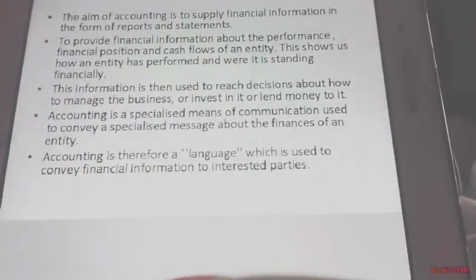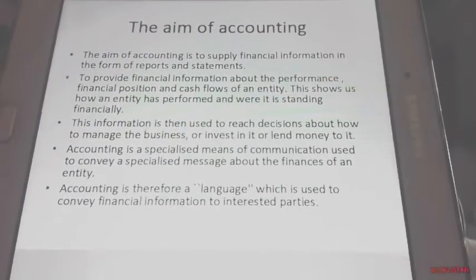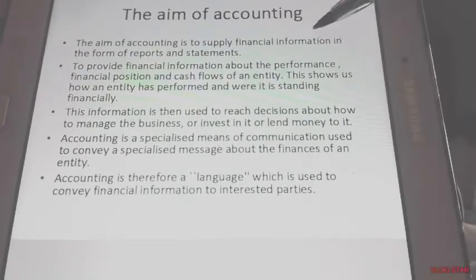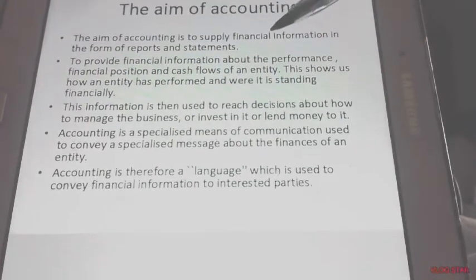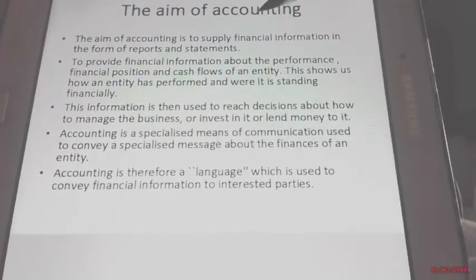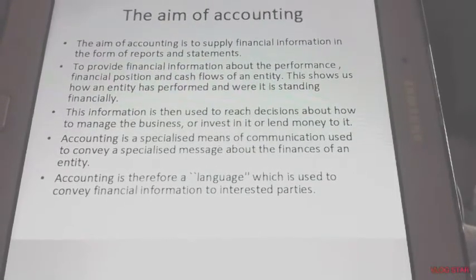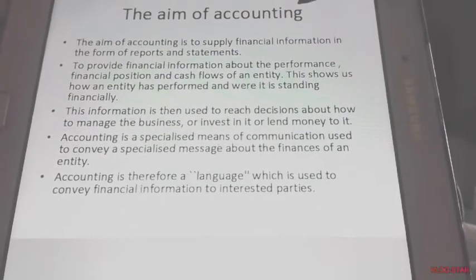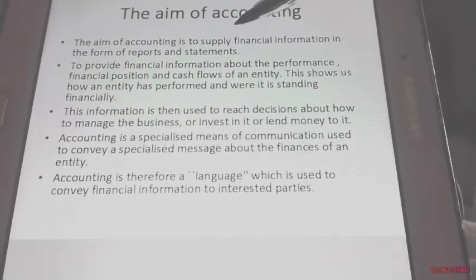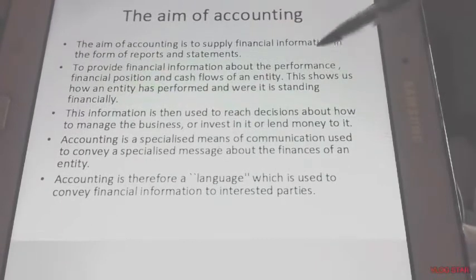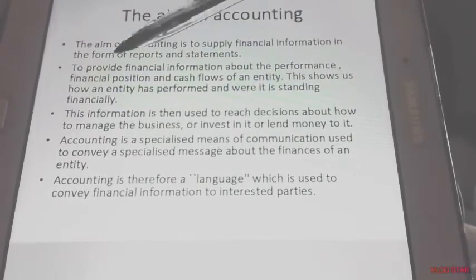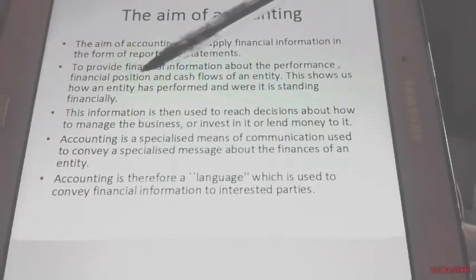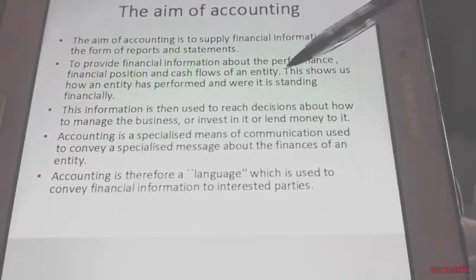And then we continue with the aim of accounting. So what is the aim of accounting? So the aim of accounting is to supply financial information in the form of reports and statements. So here what they mean is that the main aim of accounting is just to provide financial information in the form of statements and reports to interested users. So in other words, the aim is to provide financial information about the performance, about the financial position, and about the cash flows of an entity.